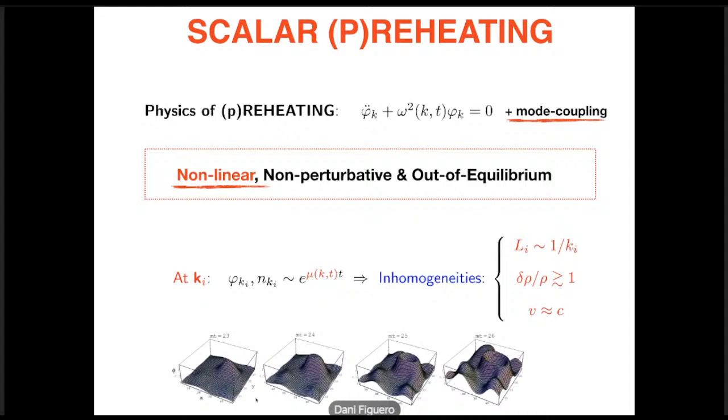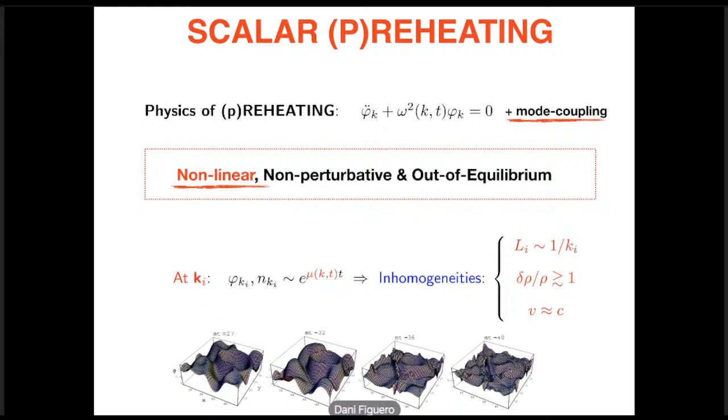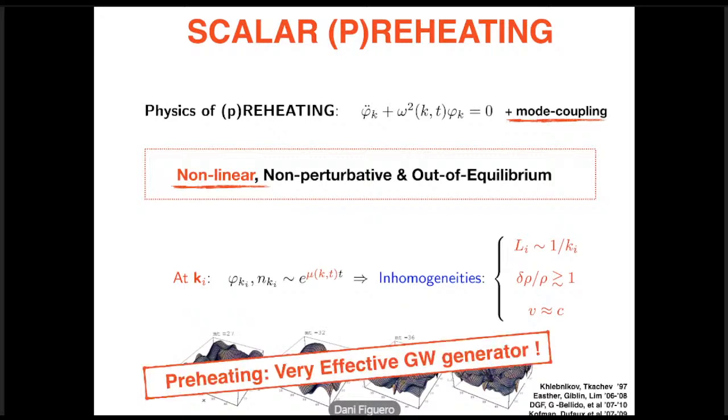This is a two-dimensional cut of a given simulation, and I'm plotting the amplitude of a Higgs-like field, and you see they develop inhomogeneities. Eventually, these inhomogeneities collide, they break into smaller inhomogeneities, and the whole system becomes very nonlinear. This is a typical example of what's going on in preheating. And it's been known for ages, of course, that preheating is a very effective gravitational wave generator because of the linear dynamics initially and the nonlinear dynamics afterwards.